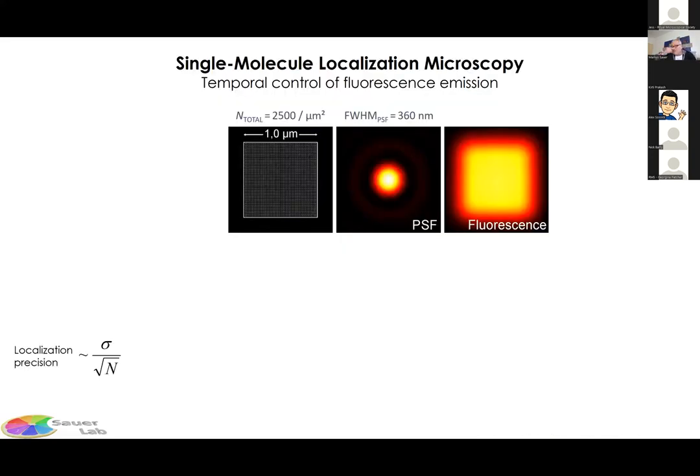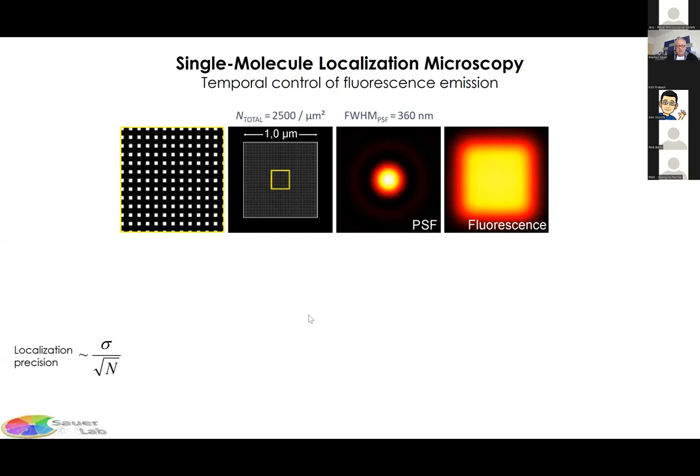But there are techniques which have been invented by different groups, and the Nobel Prize has been awarded to different groups, which allow us now to bypass this diffraction barrier and achieve resolutions down to a few tens of nanometers or below 20 nanometers, even with the latest technologies.